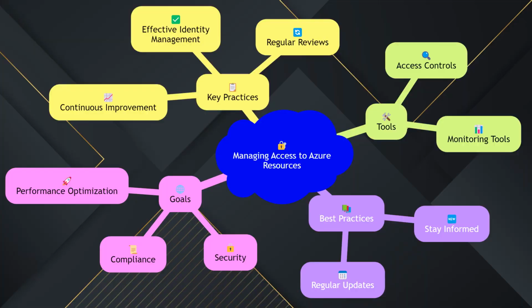Managing access to Azure resources is a critical aspect of Azure governance. By implementing effective identity and access management practices, organizations can ensure that their Azure environments are secure, compliant, and optimized for performance. The next steps involve applying the concepts and tools discussed in this presentation to your Azure environment. Regularly review and update access controls, monitor access activities, and stay informed about new features and best practices in Azure governance. Continuous improvement and vigilance are key to maintaining a secure and efficient Azure environment.